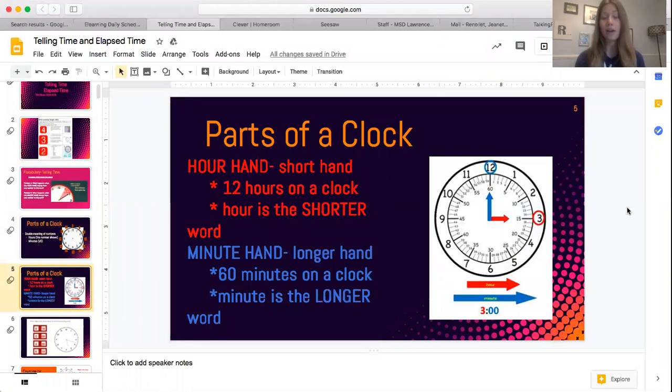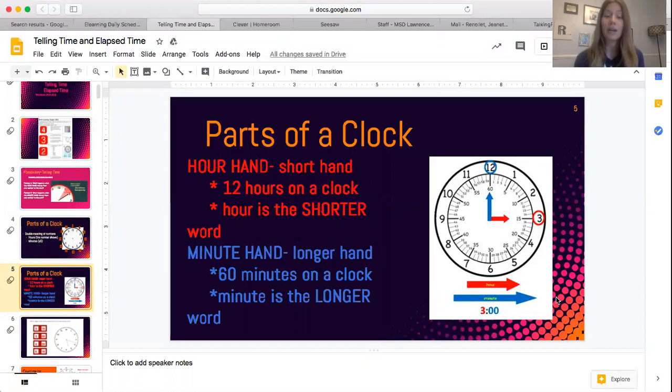On an analog clock, there are arrows that help us tell time. We call these arrows hands. There is an hour hand and a minute hand. On this slide and in this example, the hour hand is shown in red, and it is shorter than the minute hand. On this example, the minute hand is shown in blue, and it points to the minute. This is going to be very important as we learn how to tell time to the nearest minute.